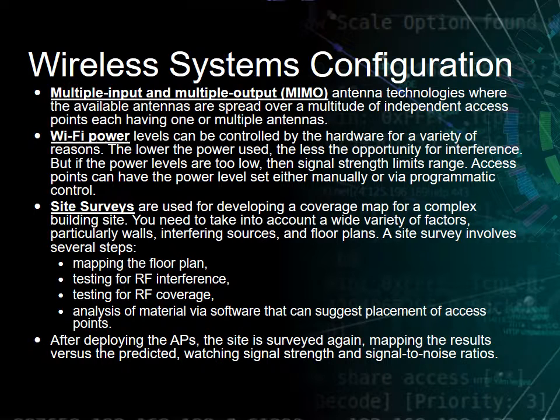Then there's Wi-Fi power, which are levels that can be controlled by the hardware for a variety of reasons. The lower the power is used, the less the opportunity of interference. But if the power levels are too low, the signal strength will obviously be limited. Access points can have power levels set either manually or programmatically. And this comes back to where I was talking about where you don't want the signal to bleed out your exterior walls to the outside world. You can use power levels as a means of keeping the signal within your building, just strong enough to get to every place you want it without it going outside your walls.